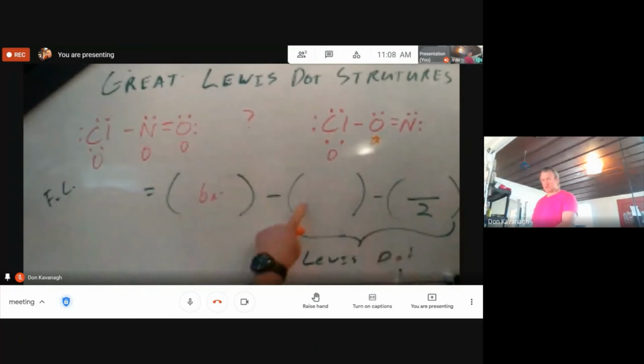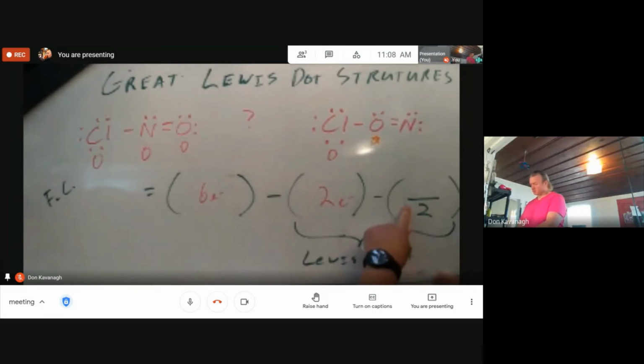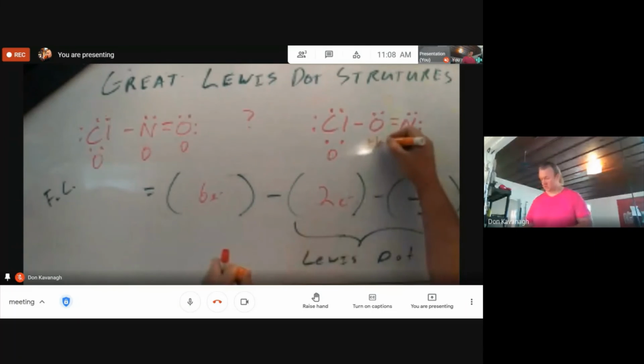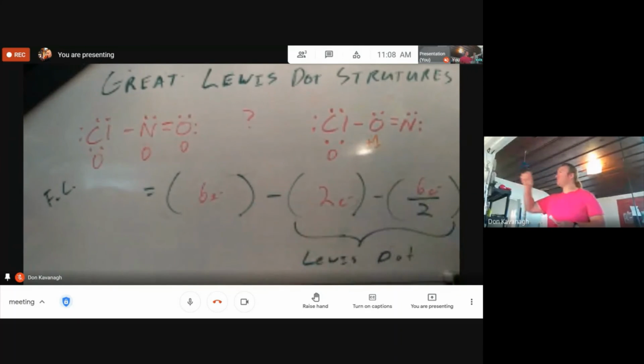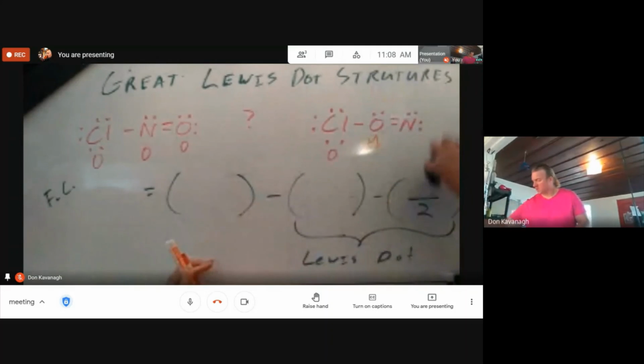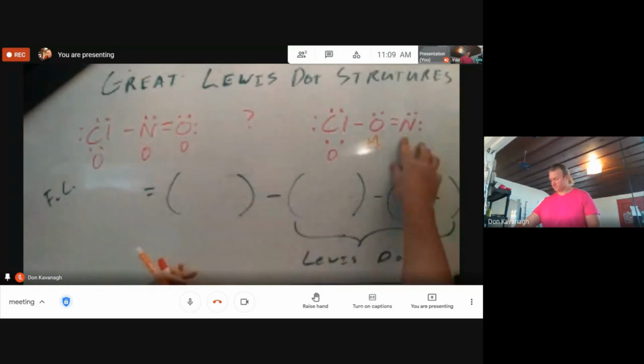Oxygen, looking at the Lewis dot structure, has 2 electrons in lone pairs. Oxygen has 6 electrons in covalent bonds. So 6 minus 2 minus 3 equals plus 1. So that is a red flag off the bat that we have a plus 1 element here, because we want our elements to be 0 or neutral for a great Lewis dot structure. Let's do this for nitrogen here.